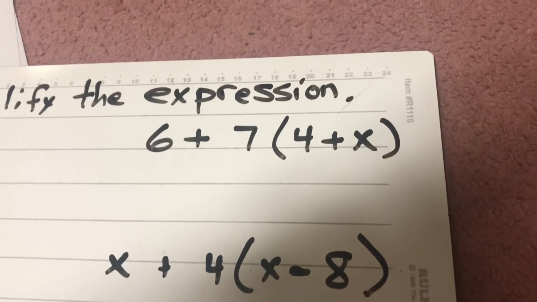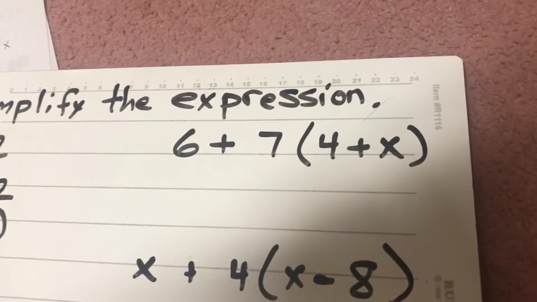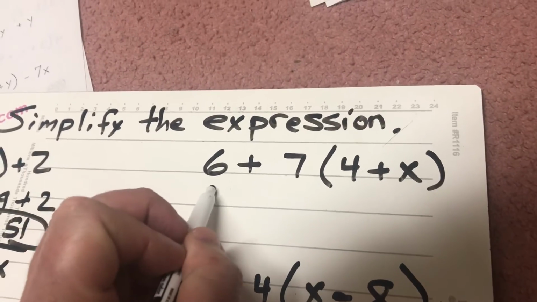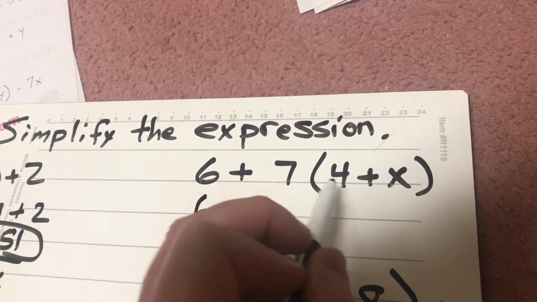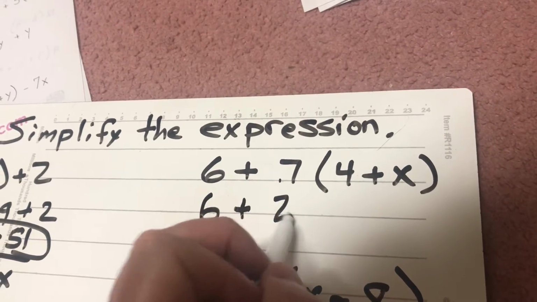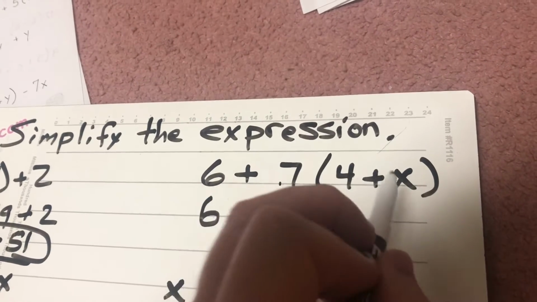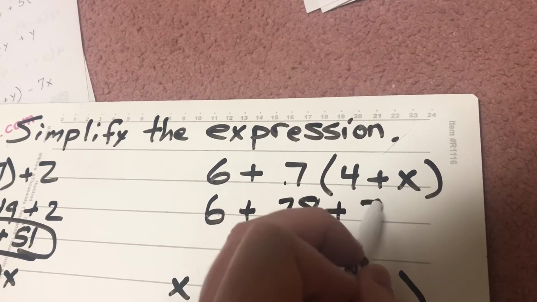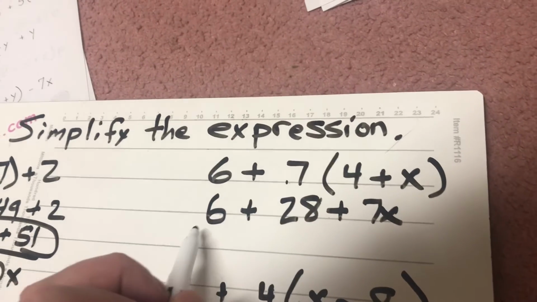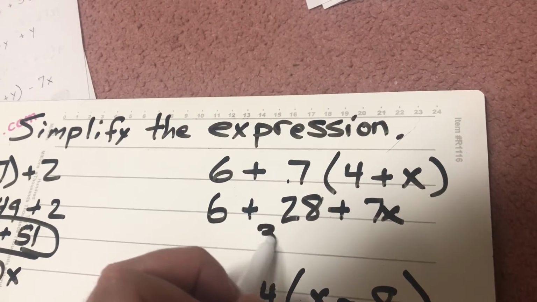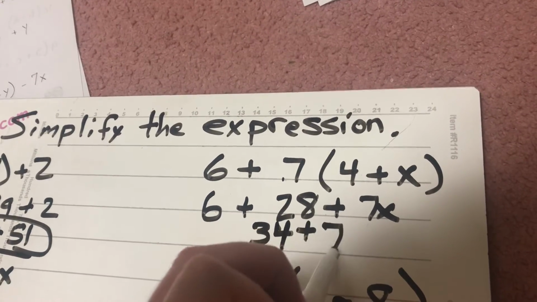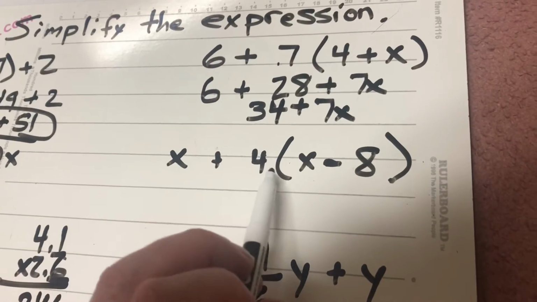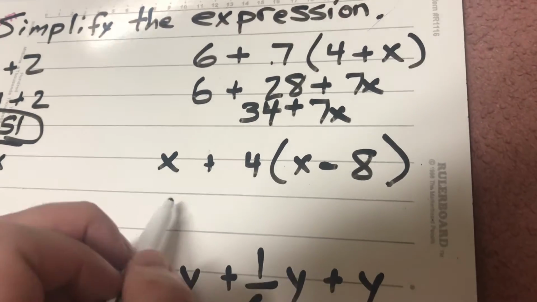6 plus 7, and then times a 4 plus x in parentheses. So first of all, this 6 is not part of the parentheses. That stands alone. Plus 7 times 4. Well, 7 times 4 is 28. And then 7 times x plus 7x. Well, I can combine a 6 plus 28. 6 plus 28 gives me 34. 34 plus 7x.